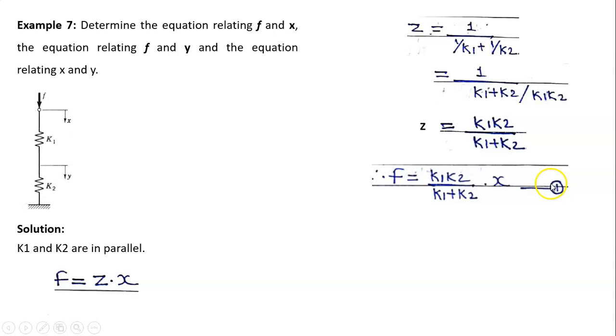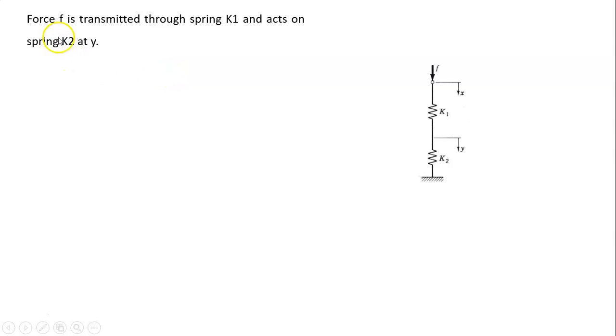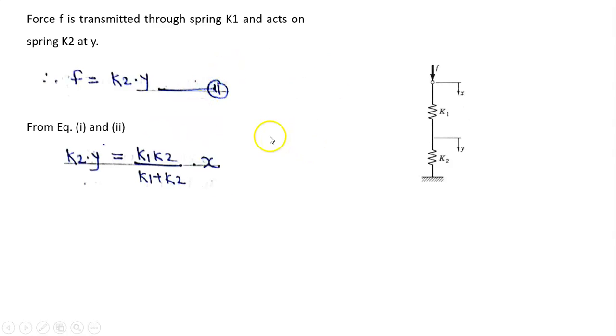Now, at the Y coordinate, only one element is there, that is spring K2. Force F is transmitted through the spring K1 and acts on spring K2 at Y. Therefore, directly you can write F is equal to K2Y, equation 2. Dividing equation 2 by 1, we get K2Y is equal to K1 K2 divided by K1 plus K2 into X. Therefore, Y upon X is equal to K1 divided by K1 plus K2, because this K2 and this K2 will get cancelled.